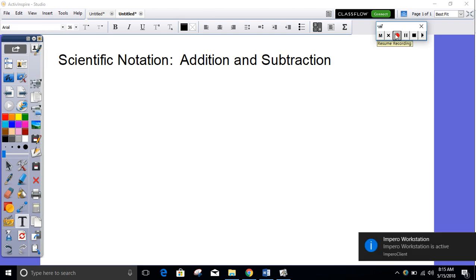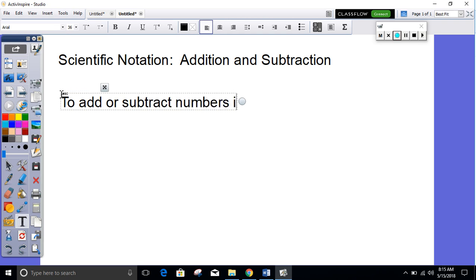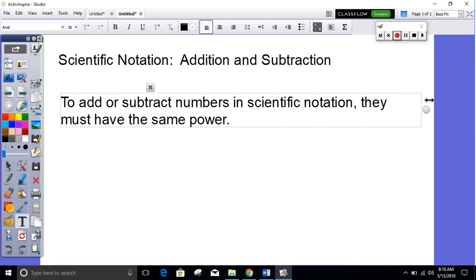Okay, so today we're going to talk about how you add and subtract in scientific notation. There are a few rules we need to know. The first one is that when we add or subtract numbers in scientific notation, they must have the same power. It's kind of like when you're adding fractions, you know how they have to have a common denominator? It's kind of the same thing. They have to have the same power in order to add them.